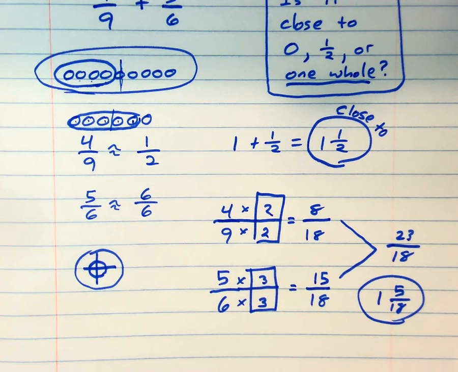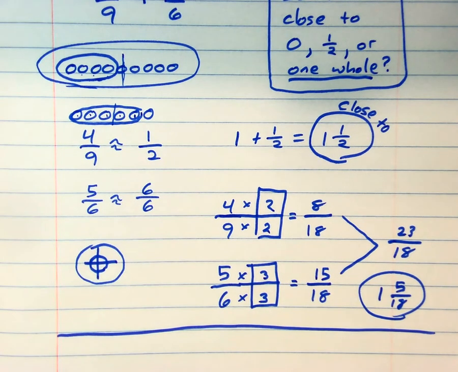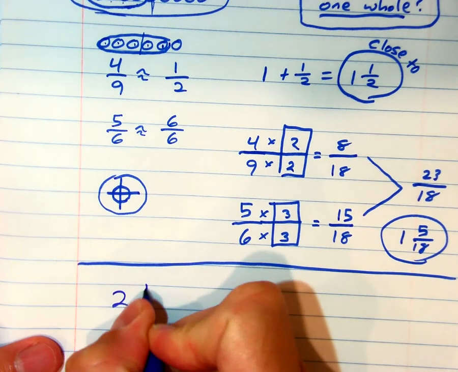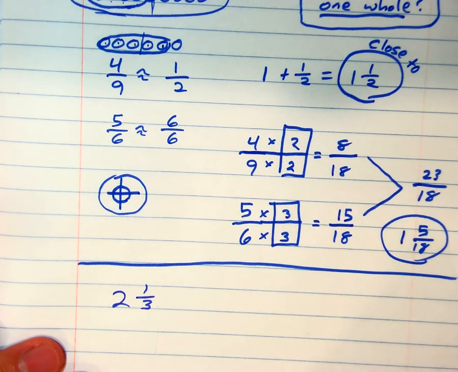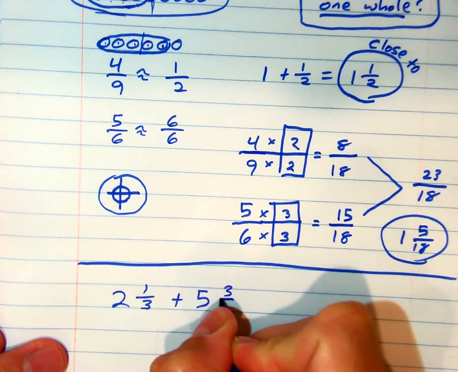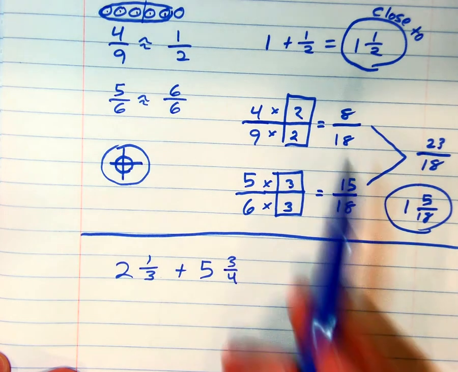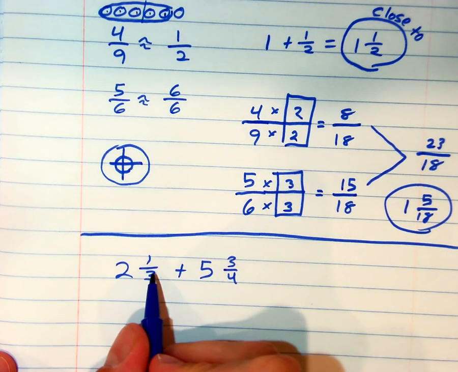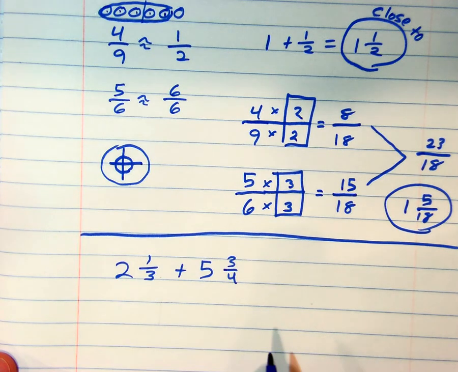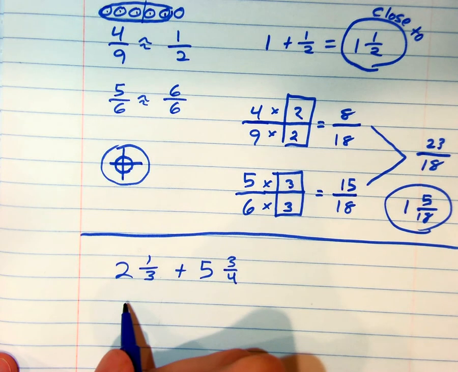All right, let's look at another sample. Let's look at a mixed number problem. 2 1/3 plus 5 3/4. Again, we can just round using those benchmarks. Is 1/3 closer to 2 or closer to 3? Now, if we had 2/3, I'd say we're closer to 3. But I'm going to bring it down.